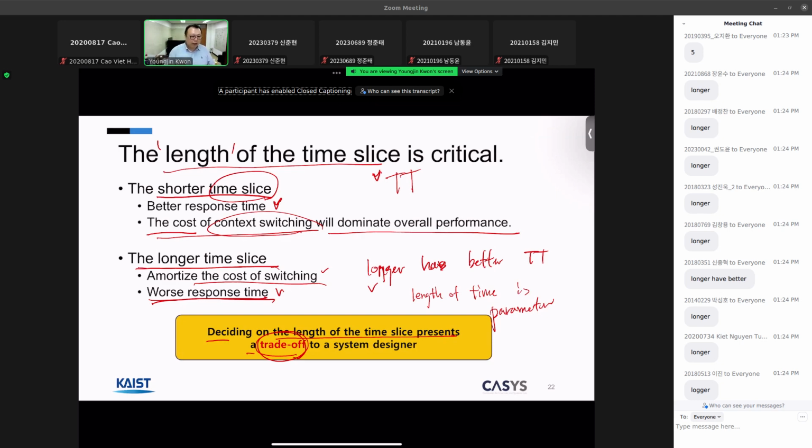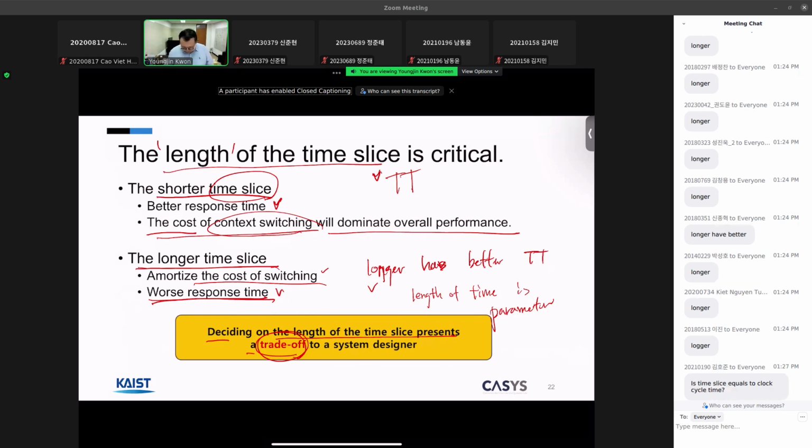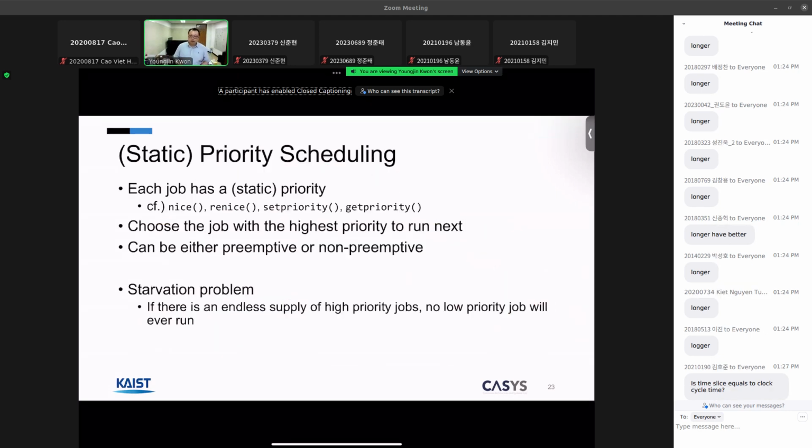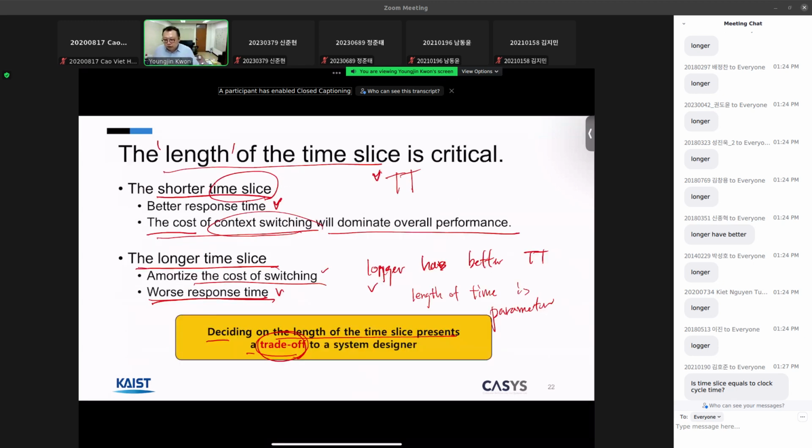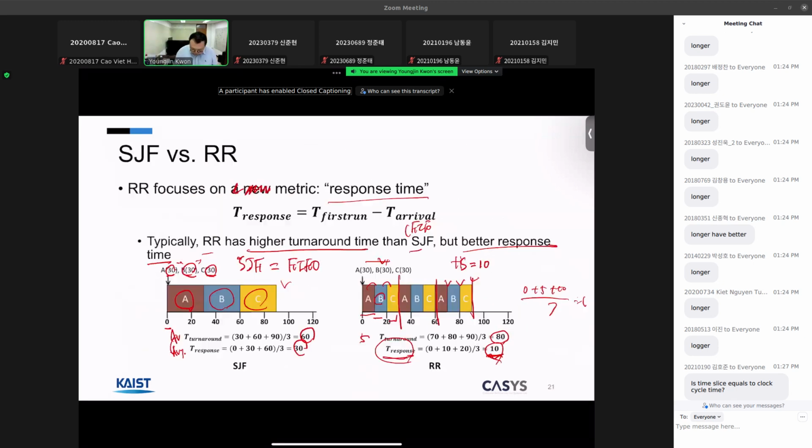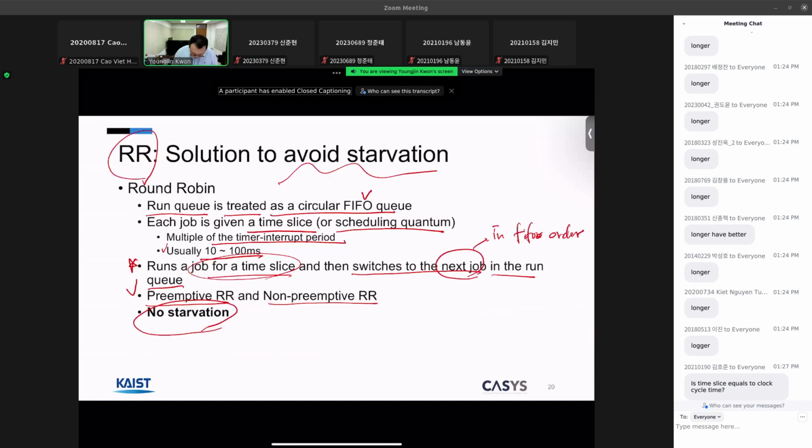There's no good single answer, but we need a range of parameters and the resulting outputs, like turnaround time and response time, right? Someone asked a question about the time slice. This is the effect of the time slice. Is the time slice equal to the clock cycle? No, in round robin, the time slice is usually a multiple of the timer interrupt period.